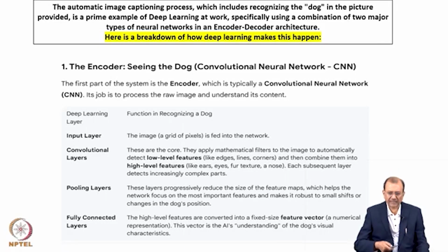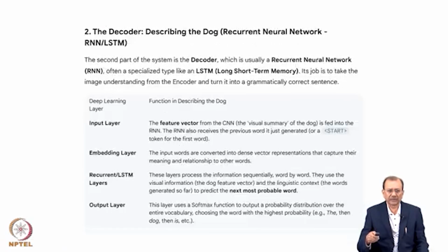Once it arrives at all these coordinates, edges and lines, then it starts decoding. We call it a decoder function, describing the dog. And finally, after the decoder function has been applied, it reaches the conclusion that, oh, this is a picture of a dog, and this is what I am requiring for the job. So this is the way.